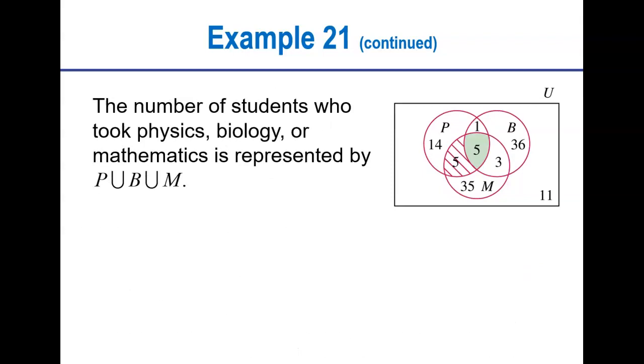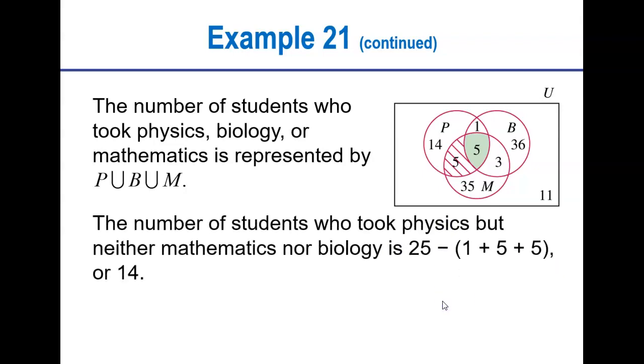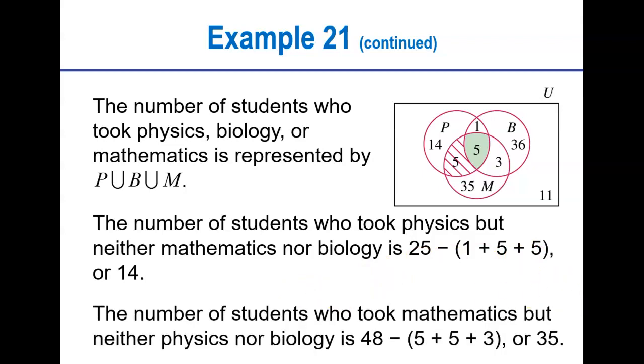Now, the number of students who took physics, biology, or mathematics is represented by set P union B union M. So the number of students who took physics, but neither mathematics nor biology is 25 minus the quantity 1 plus 5 plus 5, or the answer is 14. The number of students who took mathematics, but neither physics nor biology is 48 minus the quantity 5 plus 5 plus 3. And so therefore 48 minus 13 is going to give us 35.